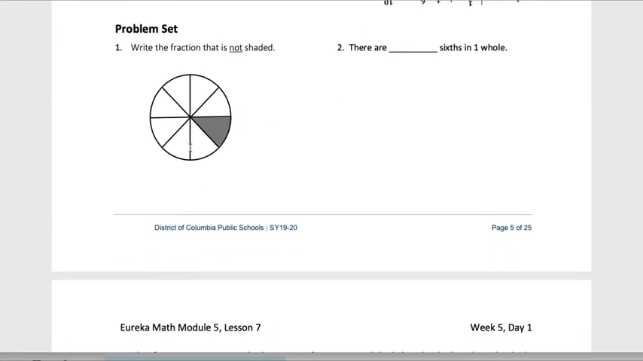Then, right here, it's asking you to continue to build on what you've just been learning. It's asking you to write the fraction that is not shaded. It is so important that you guys read directions because many of you might want to say that this is 1/8, but it's not 1/8. And this is actually wrong. I don't know if they caught this, but I did not type these up.